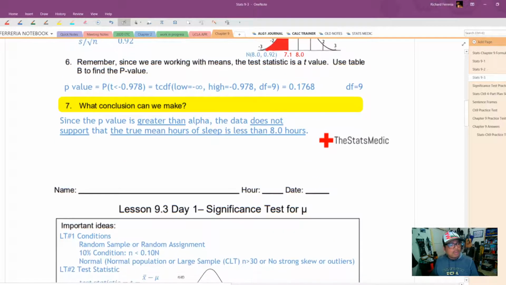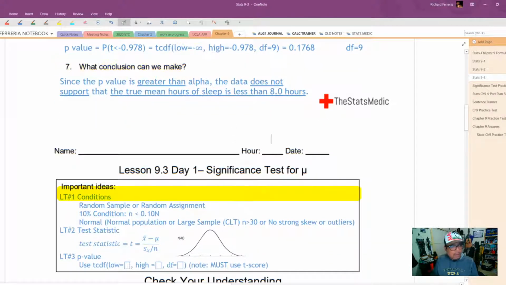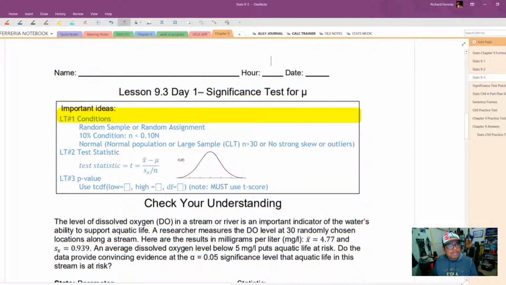So let's go on to our important ideas. We've got the conditions for a significance test of mu. Those conditions are a random sample or random assignment of treatments, the 10% condition, and the normal condition. Remember, the normal condition means that we either have a normal population, or we have a large sample greater than 30, or we have no strong skew or outliers. If you use that third statement, no strong skew or outliers, you need to either draw a dot plot or a histogram of your data.